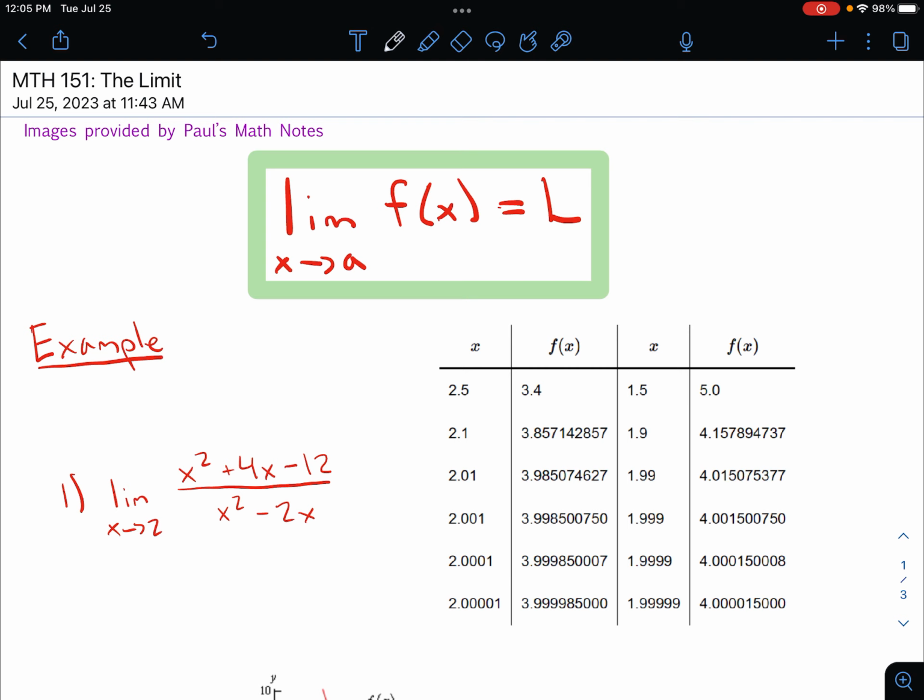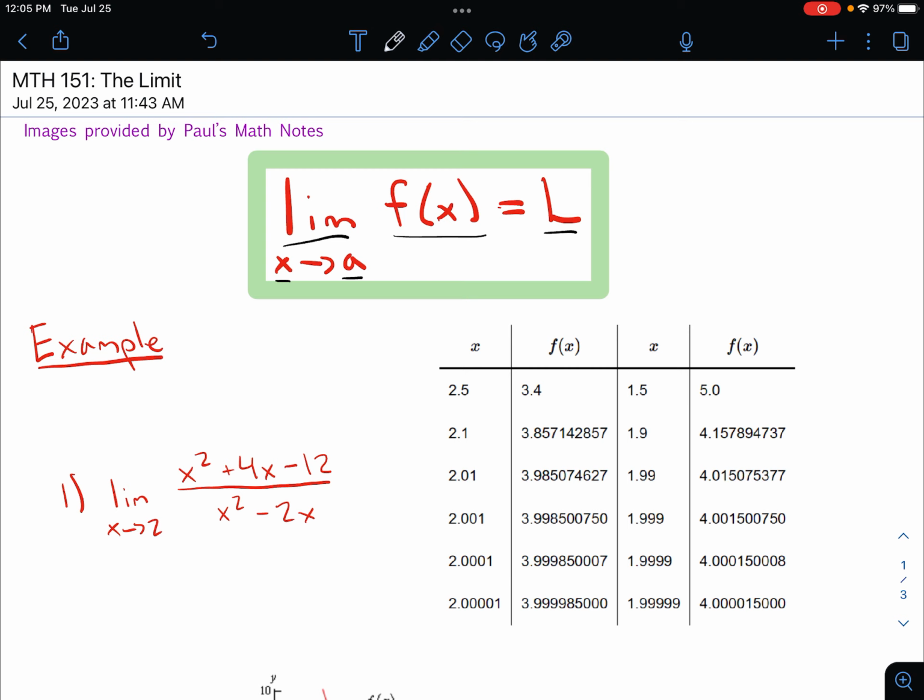This is the notation for how we're going to talk about limits, and what it means in words is the limit as x approaches a of f of x equals L. Essentially, this is meant to indicate what y value an equation is approaching as it approaches a specified x value. So how do we find limits? Well, for now we're going to estimate them.